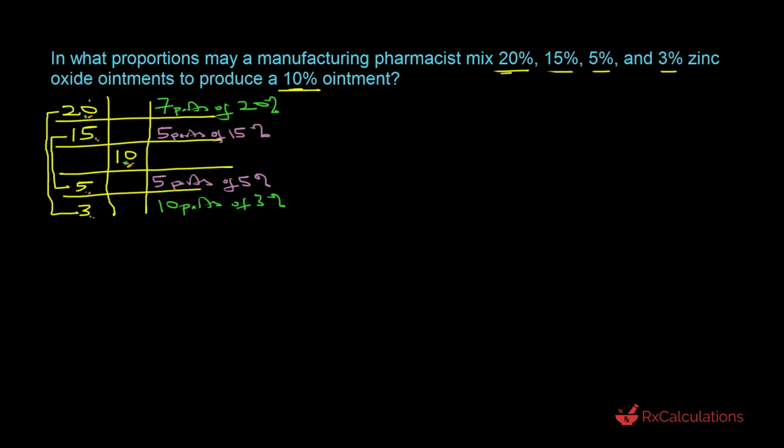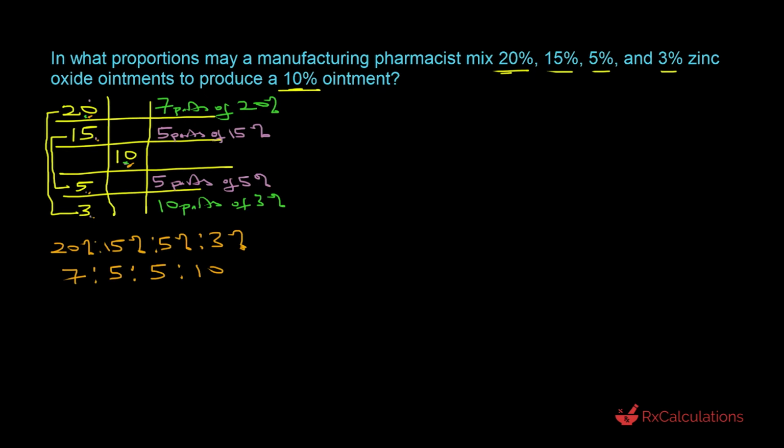So in terms of the proportions, I'm going to put right here the 20% is to 15% is to 5% is to 3%. And beneath, I'm going to put the parts. So you're going to have 7 parts of the 20%, 5 parts of the 15%, 5 parts of the 5%, and 10 parts of the 3%. So that's the proportions in which you need to mix these components.